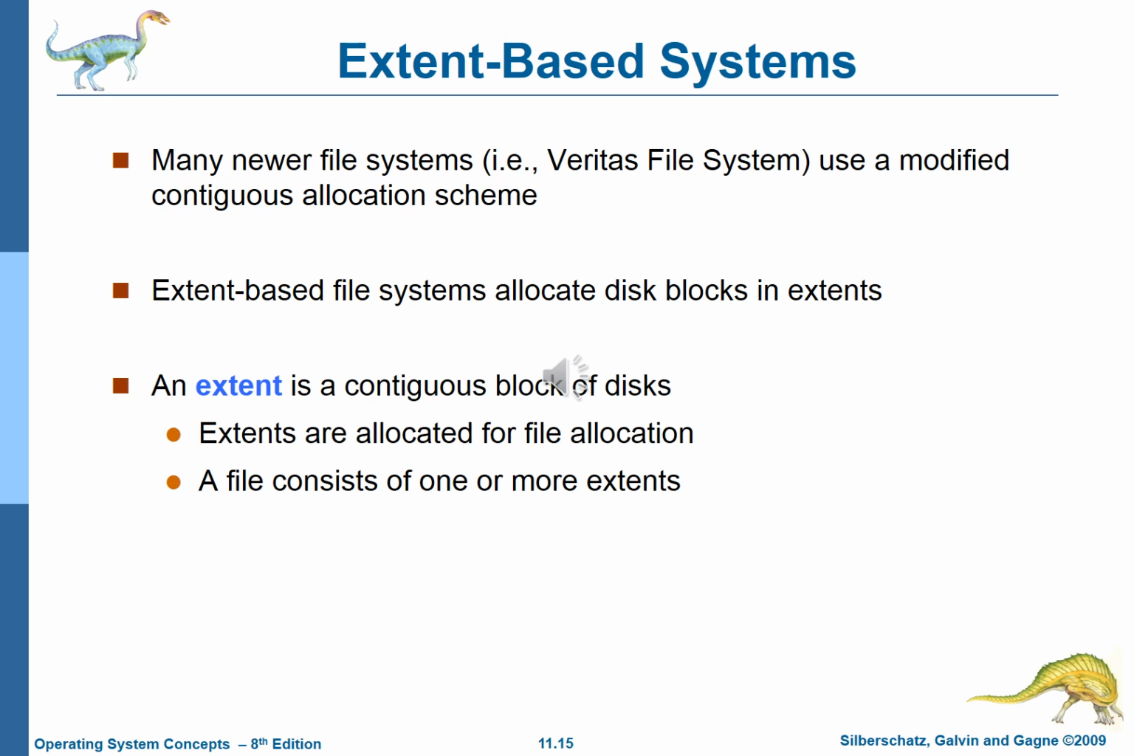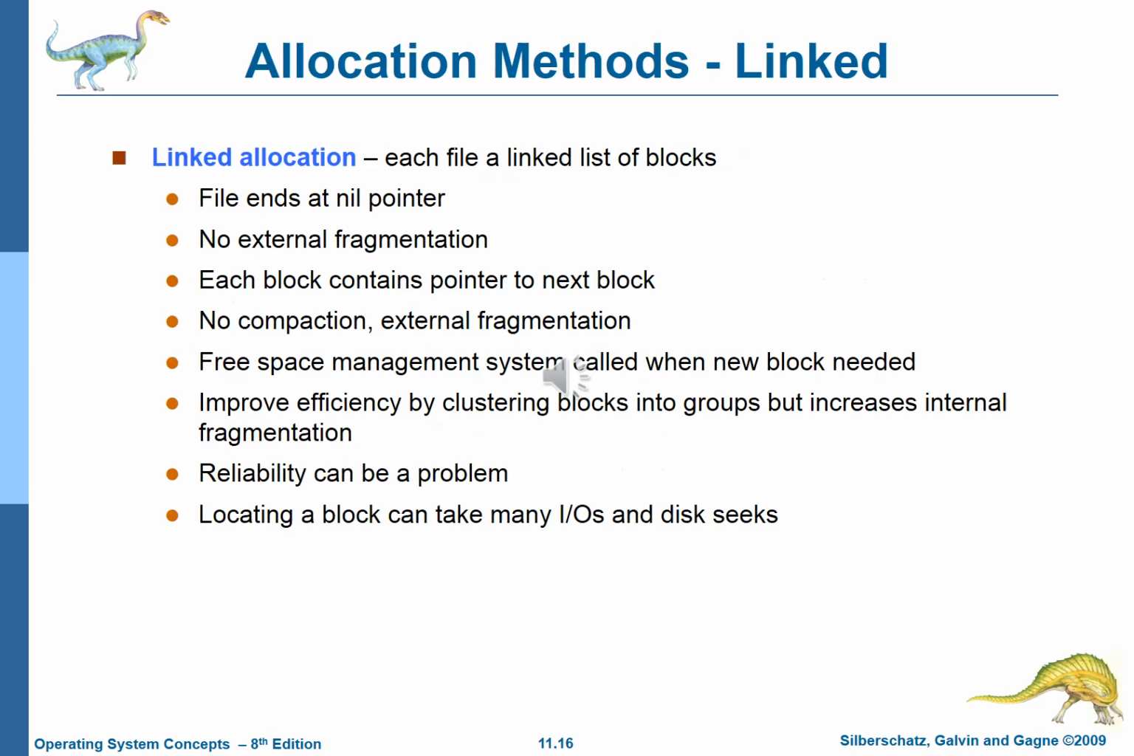In an extent based system, a file is given one or more extents, and each extent is a contiguous block of disks. Many newer file systems use this modified contiguous allocation scheme.